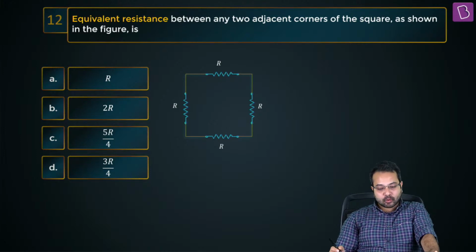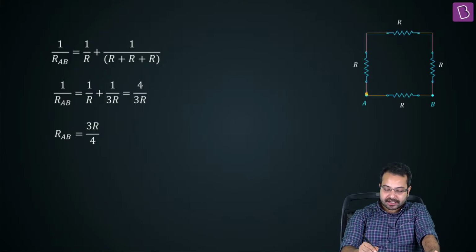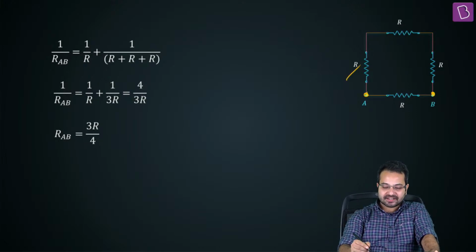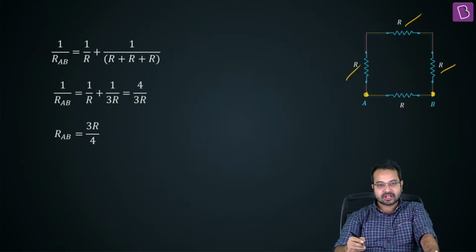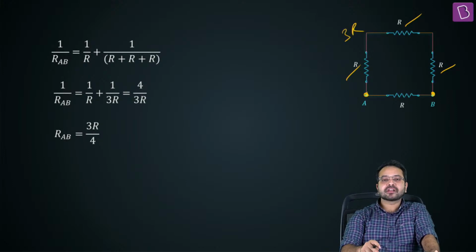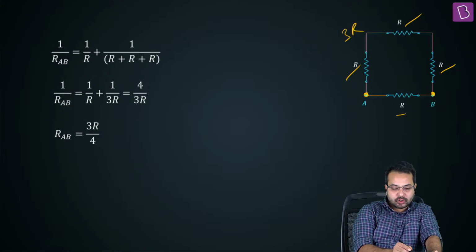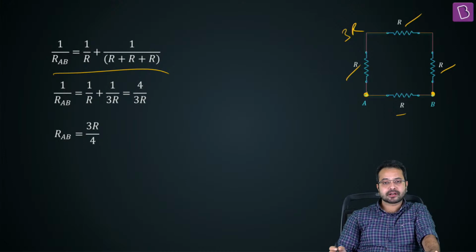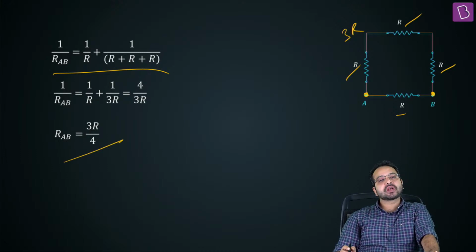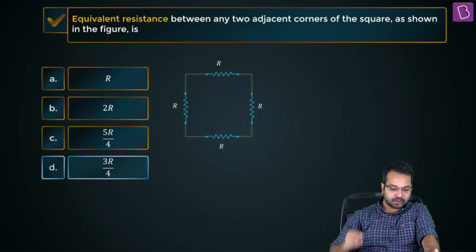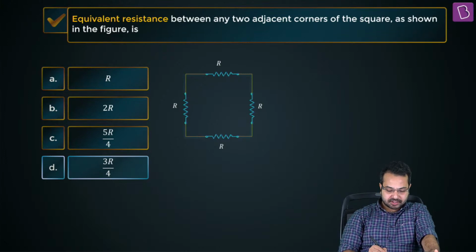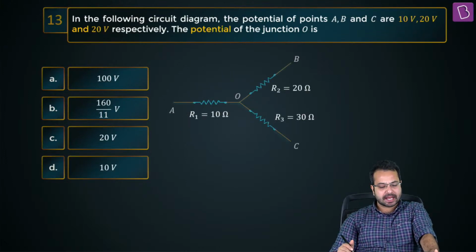Equivalent resistance between any two adjacent corners of the square as shown in the figure is. Alright, so this is our circuit diagram and we have to find the equivalent resistance between A and B. Now what we see is this resistor and this resistor is in series. So this is going to be 3R and this 3R is in parallel with R. So all we have to do is use this. 1 upon R equivalent is equal to 1 upon R plus 1 upon 3R. When we calculate this, we are going to get 3R upon 4. Very, very straightforward question. So option D is going to be the correct option. Perfect. Most of you are getting that right. I am very happy about it.